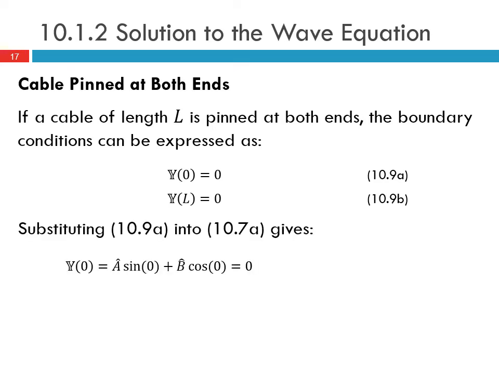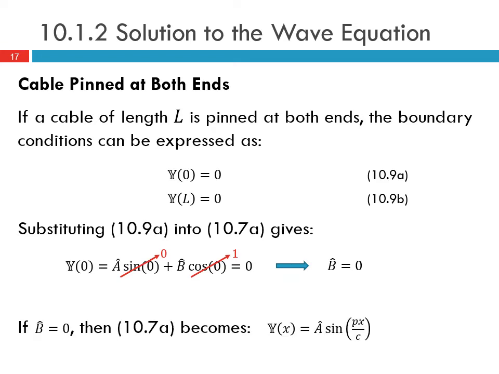Substituting the first one into our solution, we find that y of 0 is equal to a hat sine 0 plus b hat cos 0, and this is equal to 0. Our expression is y of x equals a hat sine px over c plus b hat cosine px over c, so we plug in x equals 0 and set this equal to 0. Sine of 0 is 0, and cosine of 0 is 1, so we find from this that b hat is equal to 0. So if b hat is equal to 0, then our equation 10.78 becomes just y of x is equal to a hat sine px over c.